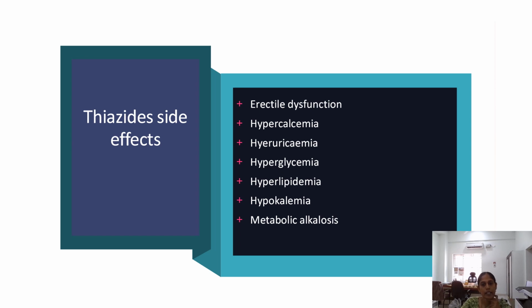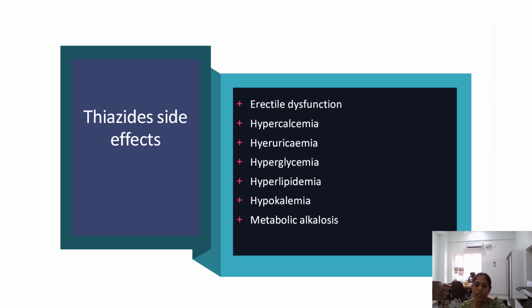So let's see the side effects of the thiazides. Thiazides are notable for producing erectile dysfunction in males. One side effect which is different from your loop diuretics is that it can cause hypercalcemia, because calcium will be entering inside the cell in exchange for sodium. So more calcium will be reabsorbed, whereas loops lose calcium and thiazides cause hypercalcemia.